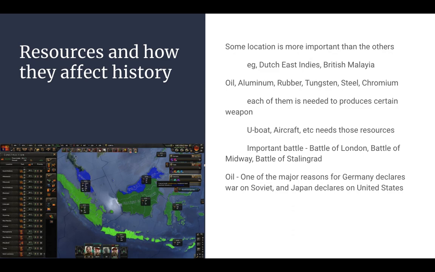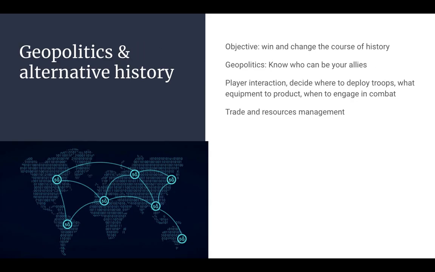We can also understand how resources can affect history. Some locations are more important than others because they contain specific resources, and those resources are needed for weapons. Oil is one of them, and it is also the reason why Germany declared war on the Soviets and Japan declared war on the United States.